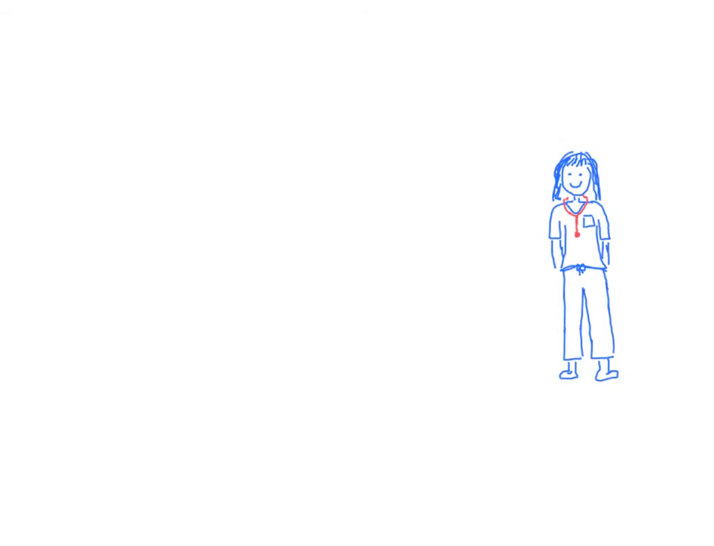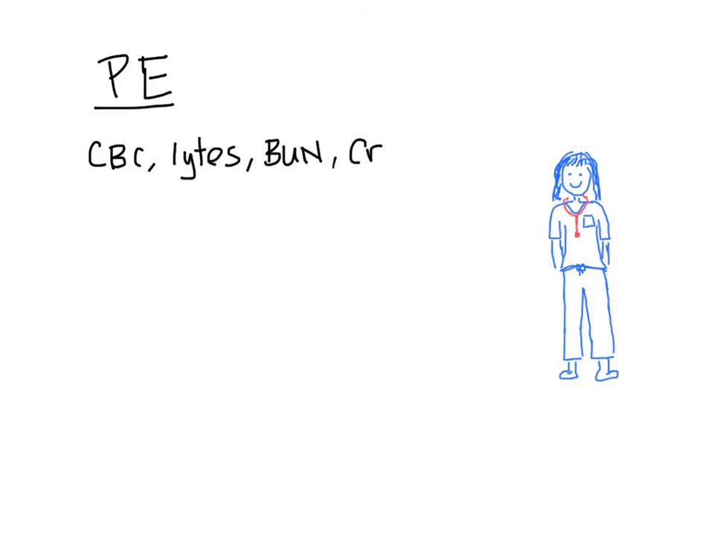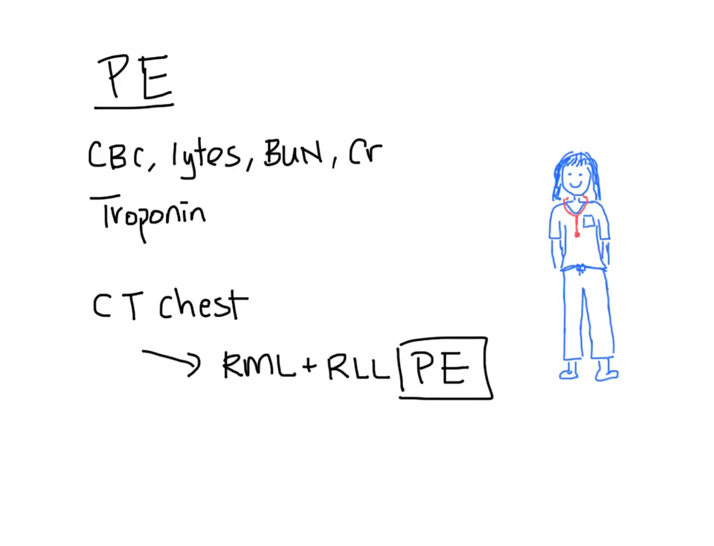You discuss this case with your staff. After your discussion, you decide the patient is at high risk of having a pulmonary embolism. You order some routine blood work and troponins, and you send the patient over for a CT scan of the chest. The CT chest shows that the patient has a pulmonary embolism in the right middle and right lower lobe. The patient's blood work comes back normal.